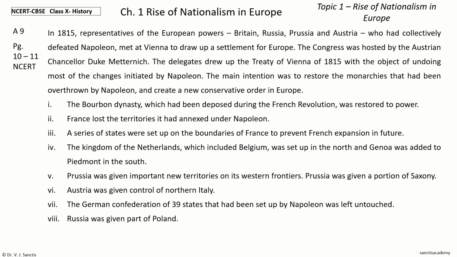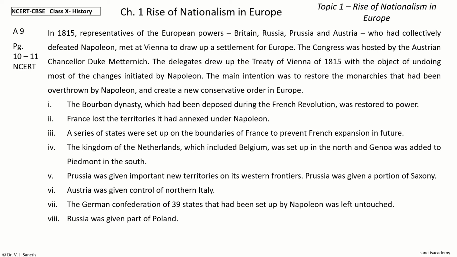The answer is, in 1815, representatives of the European powers, that is Britain, Russia, Prussia and Austria, these were the victors who had defeated Napoleon, met at Vienna to draw up a settlement for Europe. The Congress, that is the meeting, was hosted by Austrian Chancellor Duke Metternich.